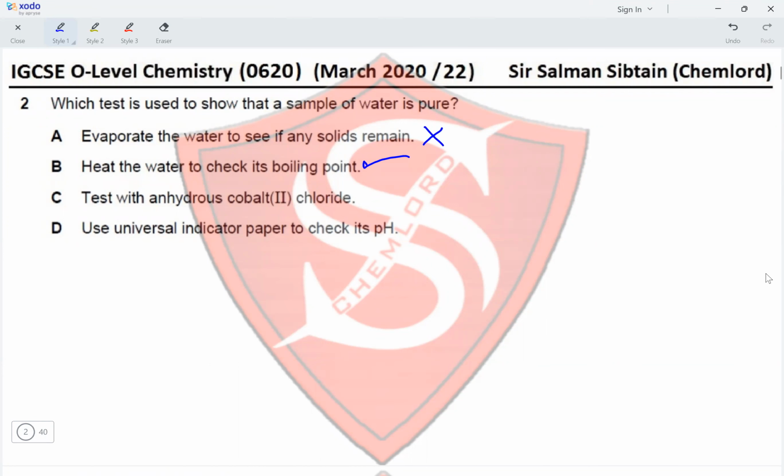Correct. Next, test with anhydrous cobalt(II) chloride. That just shows whether water is present or not. It does not confirm the purity of water. And use universal indicator paper to check its pH. That would just indicate whether the water contains any acidic or alkaline impurities, because that would result in a change in the color of the universal indicator paper. However, if neutral impurities are present, universal indicator paper will be unable to detect them. So this is incorrect as well. Therefore, the correct option for this question is option B.